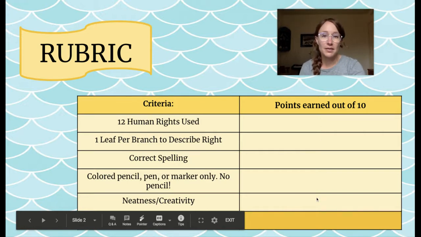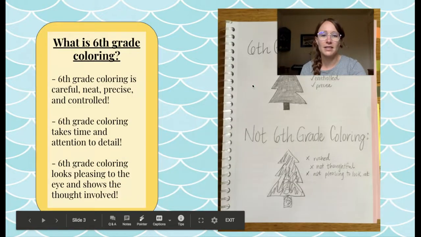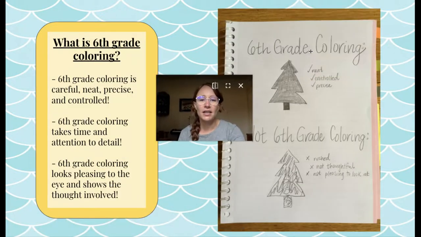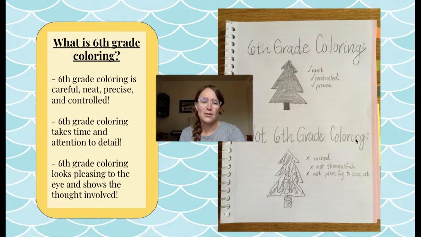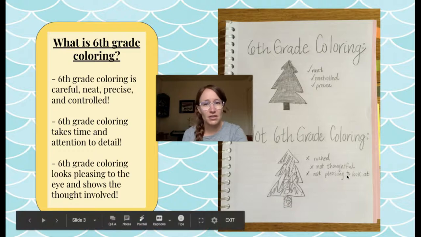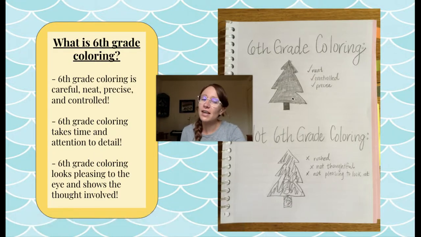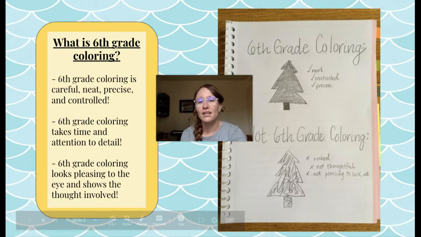So let's talk about 6th grade coloring before we look at the examples. 6th grade coloring is a way of coloring very neatly and in a controlled way so that your coloring is precise looking. This top tree is an example of 6th grade coloring. This bottom tree is an example of, let's say, maybe 1st or 2nd grade coloring. Kind of rushed, not very thoughtful, not very pleasing to look at. As 6th graders, you should take your time when you color things so that they look nice. A criteria for 6th grade coloring is over here. You can read that on your own.